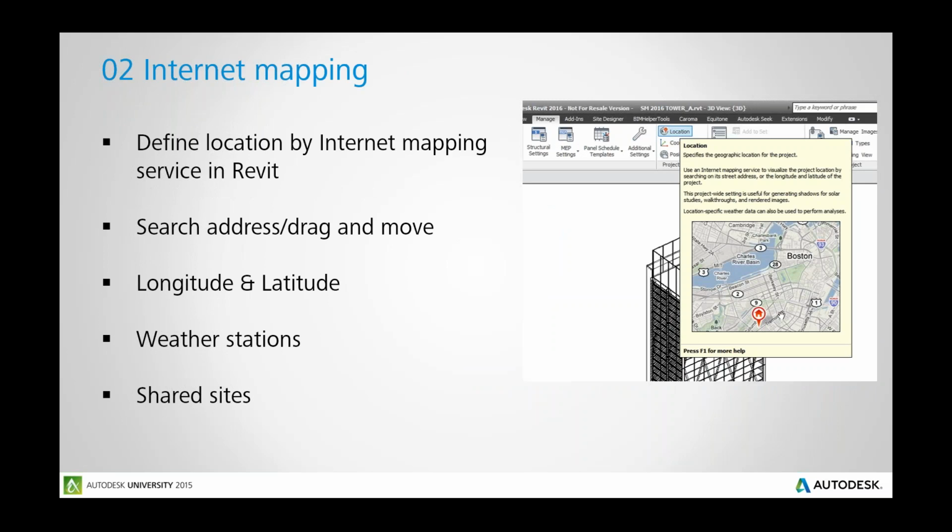The second option is the internet mapping service, which you can use inside of the manage and location section of Revit. You can define that location by using the service. You can type in and search for the address, or you can just manually move the building around to suit that part of Bing Maps. You've got your longitude and latitude information available, your weather stations, and you can start to create shared sites should you want to with multiple buildings.